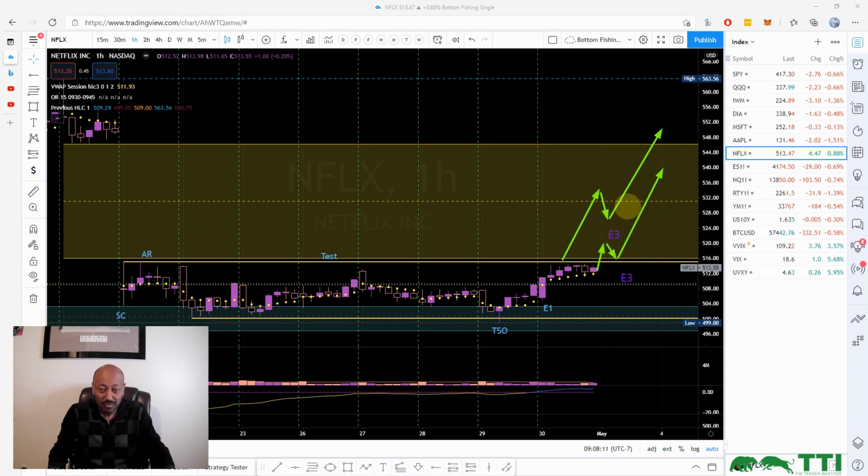Therefore, I just wait for price to break above, have a pullback. The pullback does not close below this test area. Price reverses. That's my E3. And so E2 is as soon as price breaks here. That's my E2. So you can't see it clearly here. I'll just put it down here for you. So that's E2 once we break that.